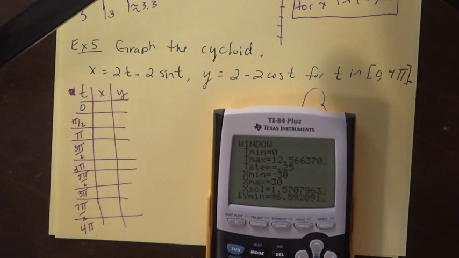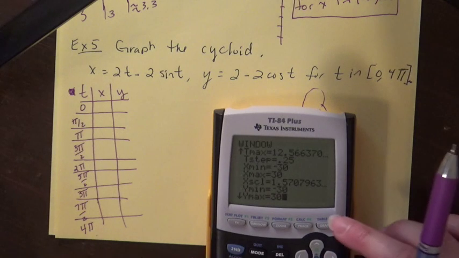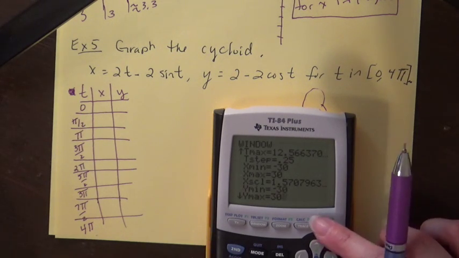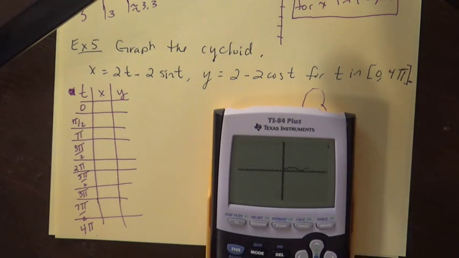Y min is negative. I'm going to do -30, +30 for the y scale. And I'm going to go to graph, and I'm going to see what I have. Okay, so I've got these two little half circles over here, or two little half ellipses. I'm going to zoom in on this a little bit more, so I'm going to go to zoom, and I want to do a zoom box, so 1.